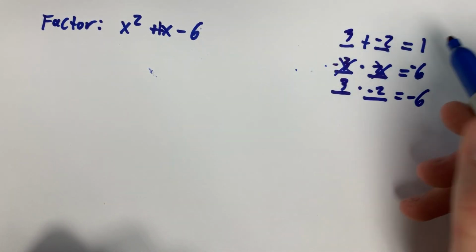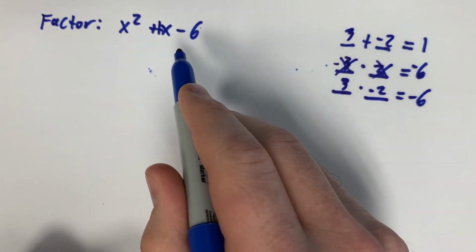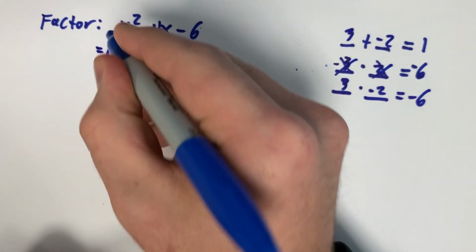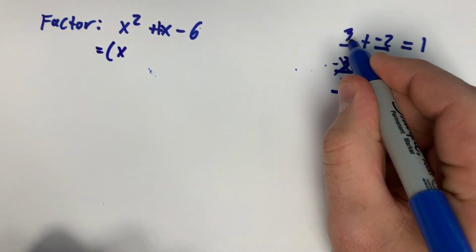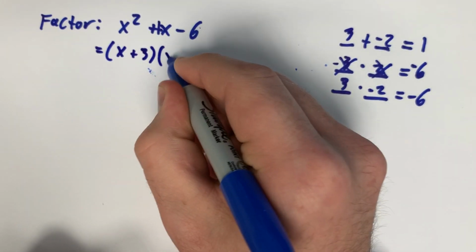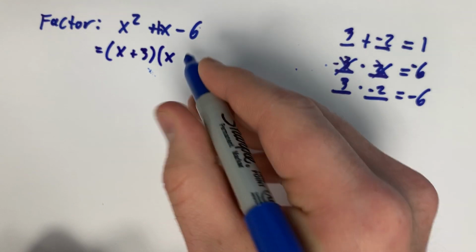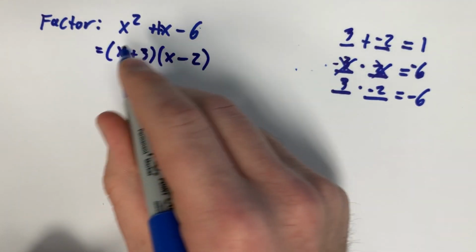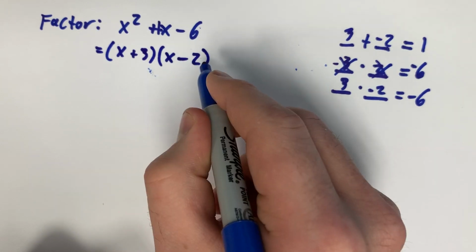So now that I've found two numbers that multiply to minus 6 and add to 1, I can then rewrite my factorization as x plus 3 times x minus 2. You can also say plus minus 2, but I prefer just to go minus 2. Now this is fully factorized. We're done at this point.